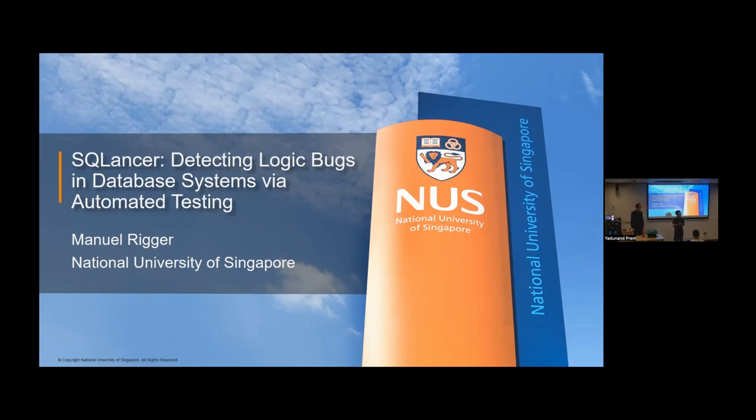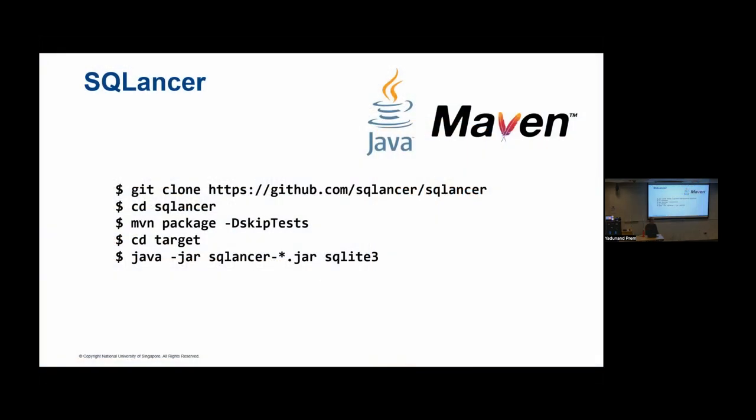Today we are very excited to invite Professor Manuel Rigger to give a talk on SQLancer. Prof. Rigger is an assistant professor leading the test lab at NUS. And SQLancer is a popular tool that can automatically find logic bugs in database systems. So without further ado, let's invite Prof. Rigger.